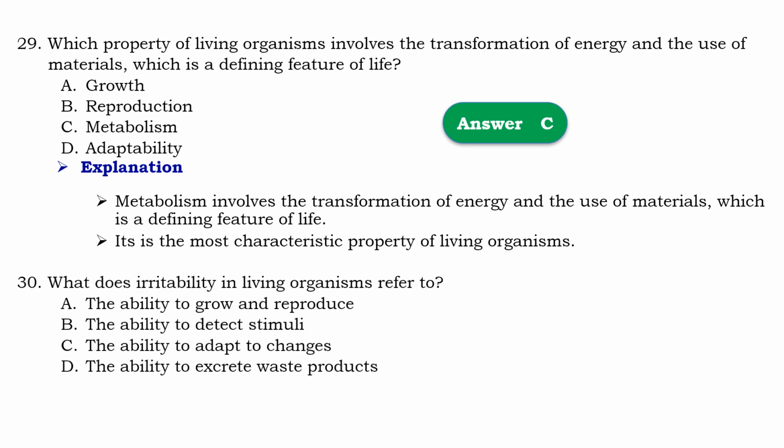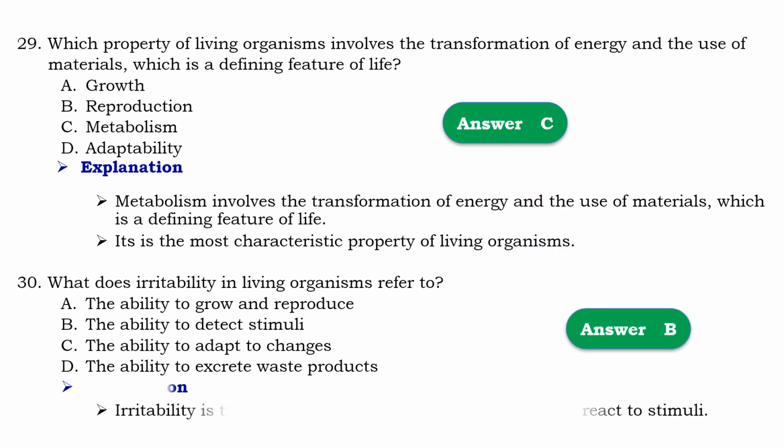Question number 30. What does irritability in living organisms refers to? ህይወት ያላቸው ነገሮች ውስጥ irritability ማለት ምን ማለት ነው ይላል so that should be B. The ability to detect stimuli. Means that irritability is the capacity of living organisms to sense and react to the stimuli around them.